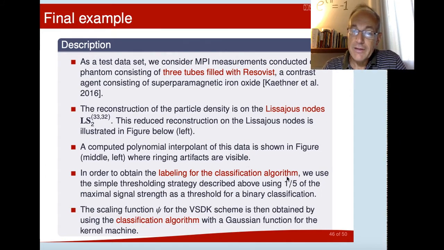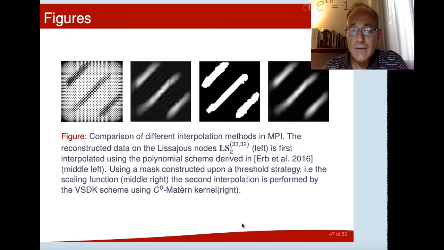In order to obtain the labeling for the classification algorithm, we use the simple thresholding strategy described above, using 1/5 of the maximal signal strength as a threshold for the binary classification for this example. And so the scaling function psi used for the VSDK approximation is obtained by using the classification algorithm that we described before, using the Gaussian function in this case. And so the results are clear, you see what happened.